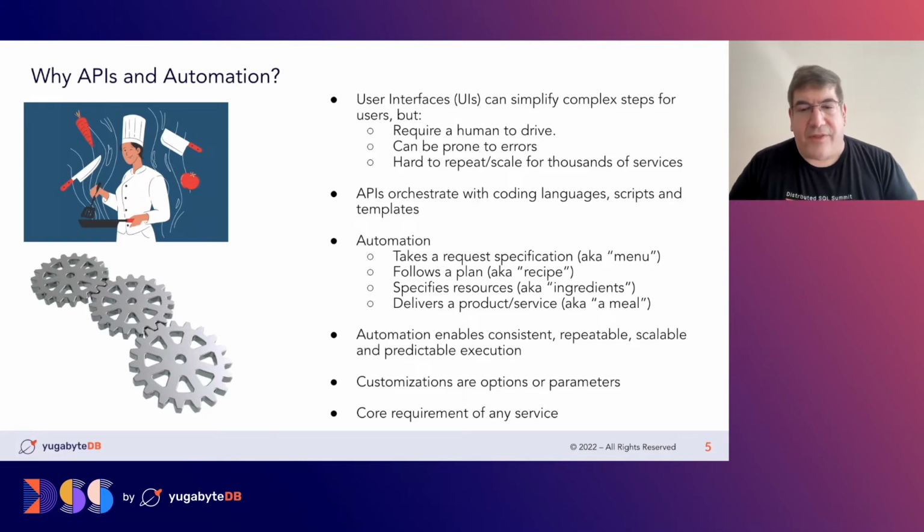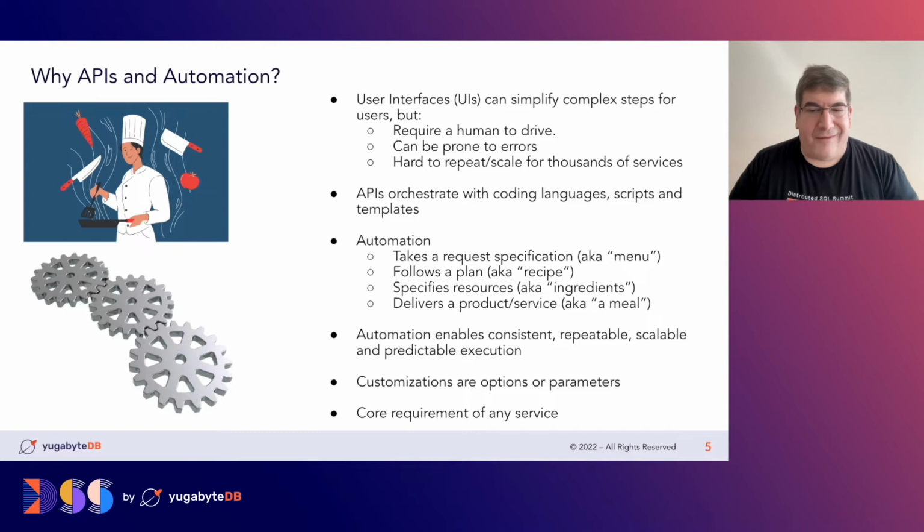One thing that helps with this is APIs. So in the cloud, applications often have APIs that help you orchestrate those services so that you can make them repeatable and manageable. And they do that through coding languages, scripts, and templates. The other component of this is automation.